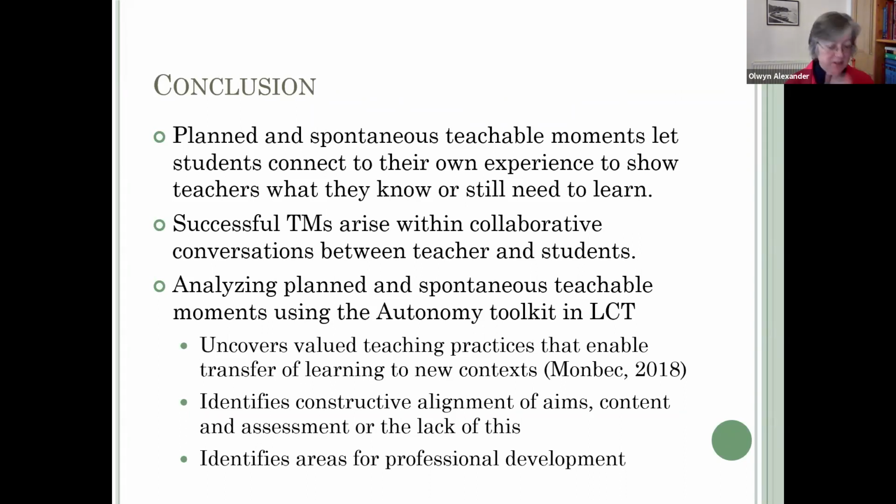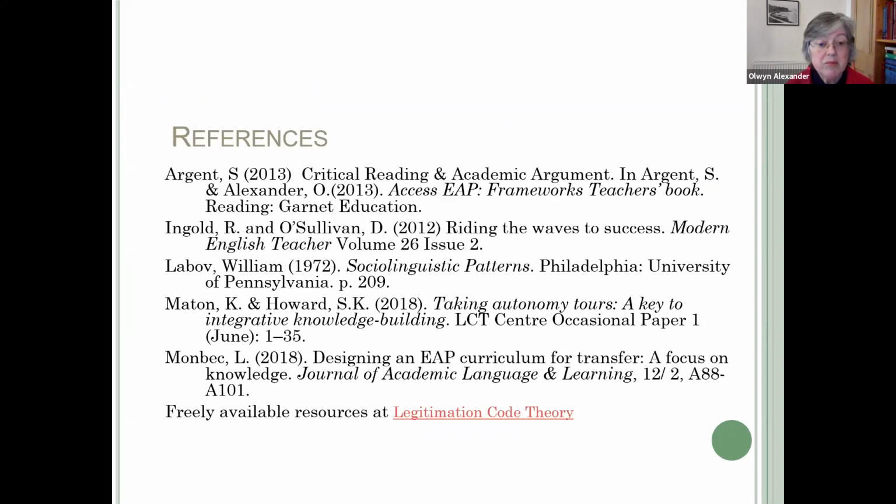students connect to their own experience, to show the teachers what the students know and what they still need to learn. And the most successful ones arise within a collaborative conversation between teacher and students. So analysing these planned and spontaneous teachable moments using the Autonomy Toolkit uncovers valued teaching practices and enables transfer. It identifies constructive alignment of aims, content, assessment, or the lack of this, and therefore it identifies areas for professional development for teachers. So those are my references, and I'd point you towards the freely available resources at the Legitimation Code Theory website.